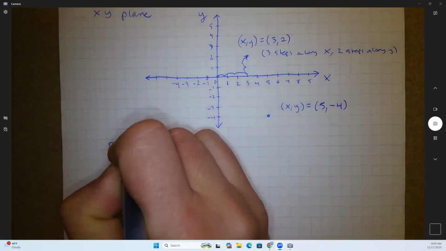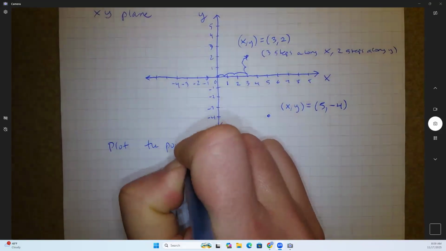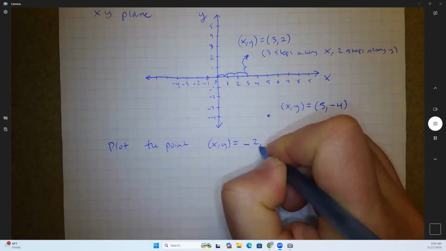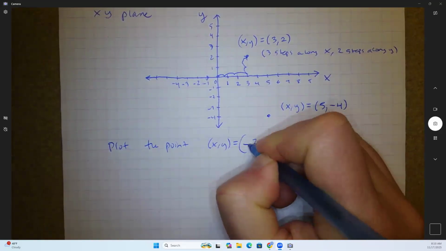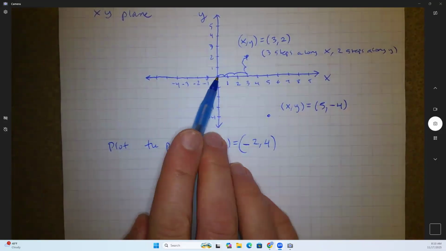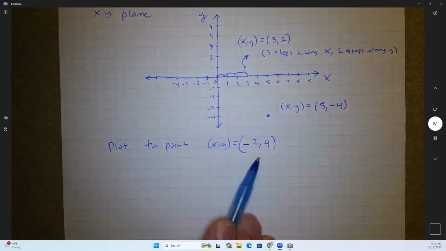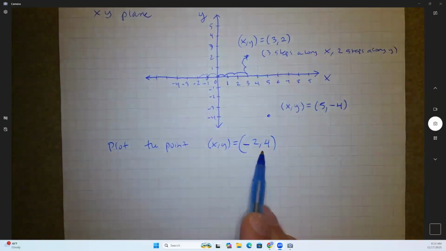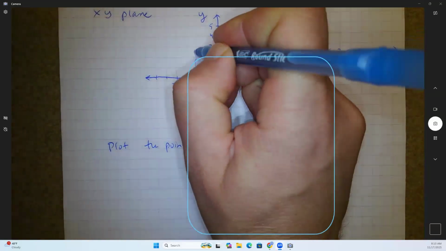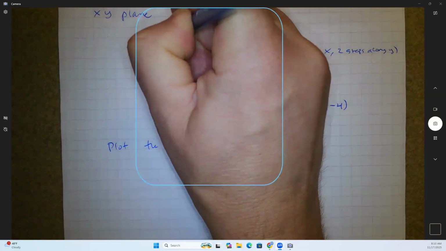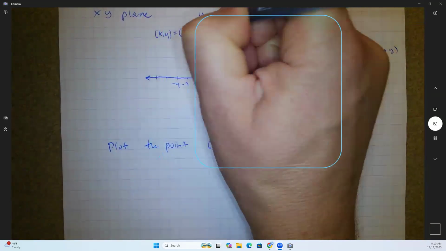And if I asked you to plot the point x comma y equals negative 2 comma 4, we start where the lines cross. We start at home, and we're going to count negative 2 steps in the x direction, so that's 2 steps left. And then 4 steps in the y direction, 1, 2, 3, 4. So that's my point, x comma y equals negative 2 comma 4.